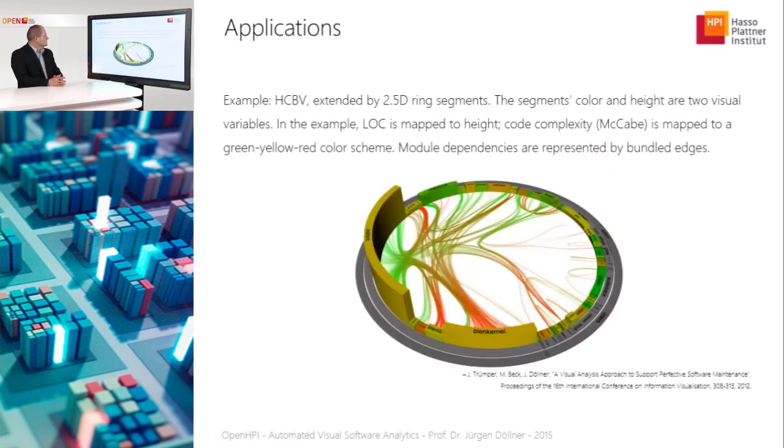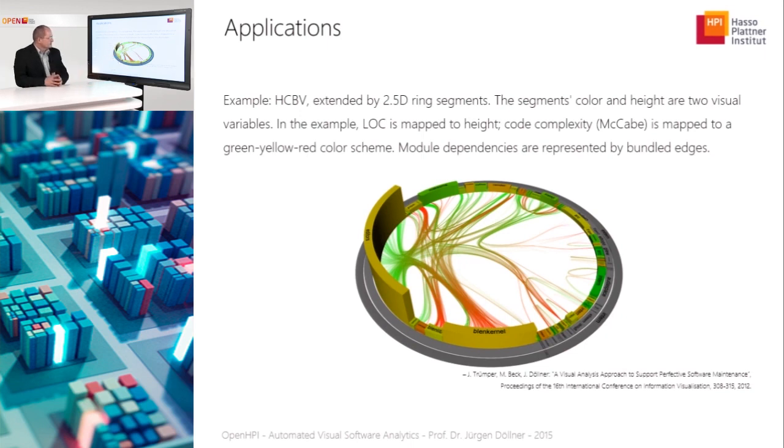Yeah, to give you one example, the hierarchical circular bundle view has been used to depict module dependencies. So green means this module uses another module, and red means this module is used by another module. We can easily detect just by looking at it that this blend kernel module is used by many other modules, and for example by this big one.